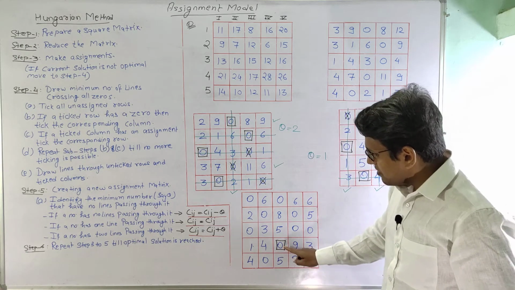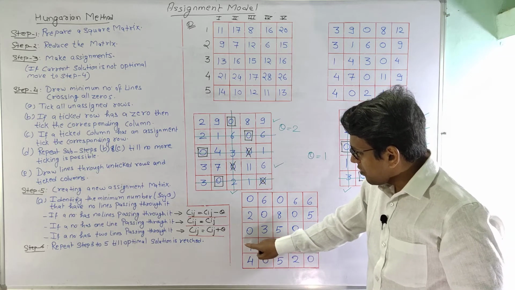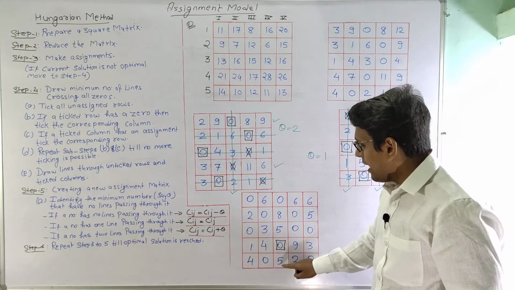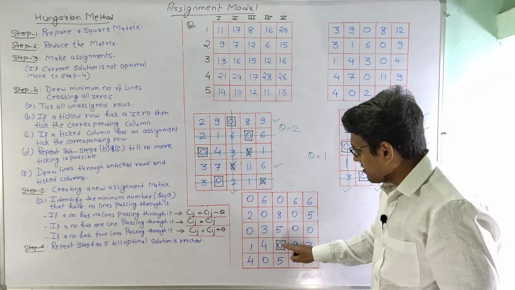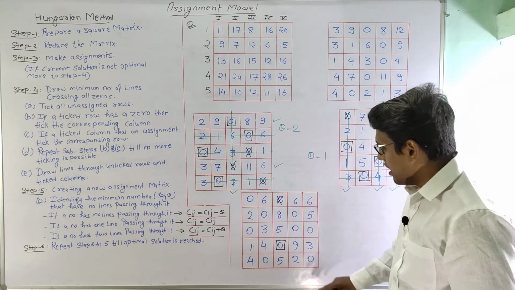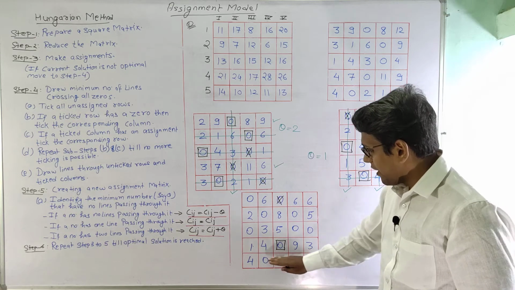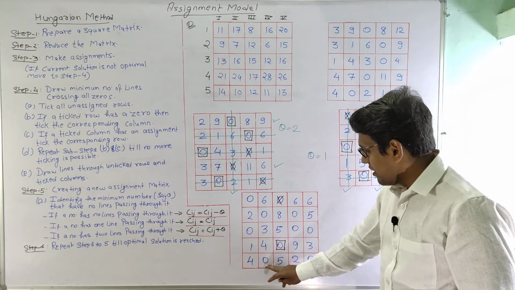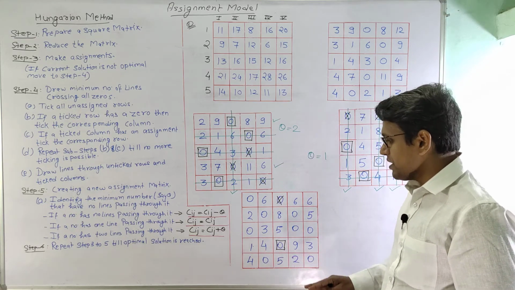And once this is assigned, there can be no allocation in this row and in this column. So once this is assigned, the other zeros have to be cancelled out. Okay, now moving on to row 5. In row 5 we have more than 1 zero, so we will skip that.